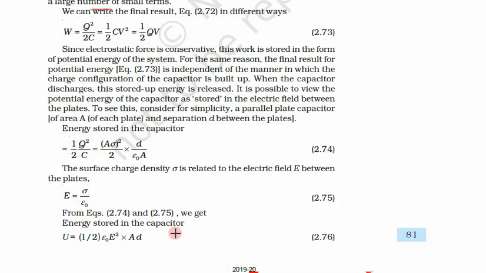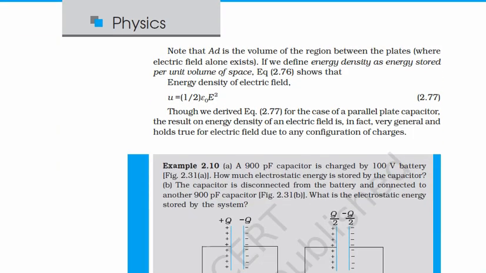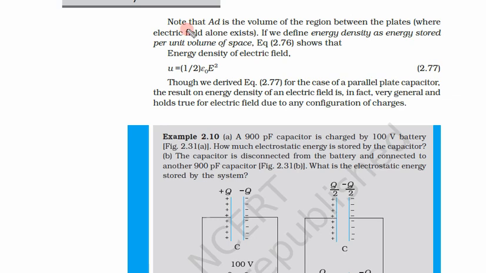But if you see this, area into distance is a volume. Area into distance is always a volume. So let us see what happens. Note that AD, area into distance, is the volume of the region between the plates.